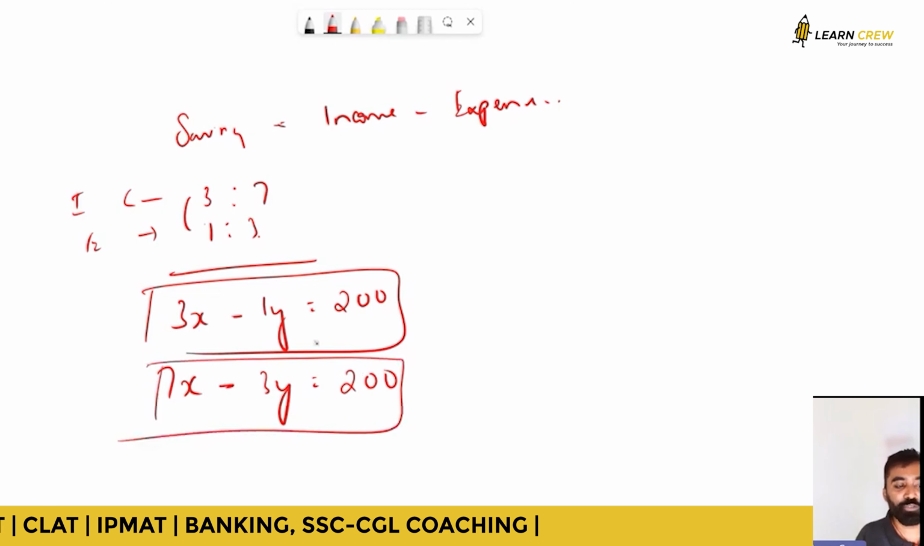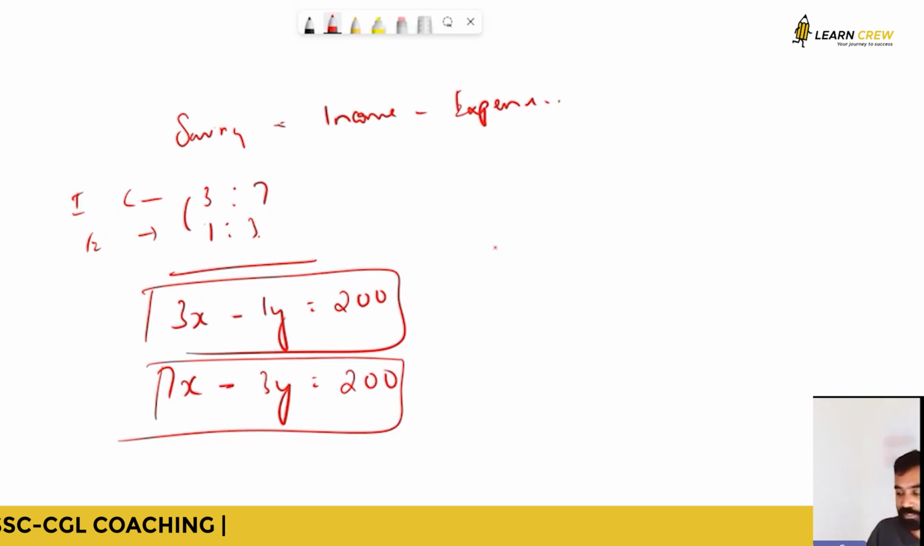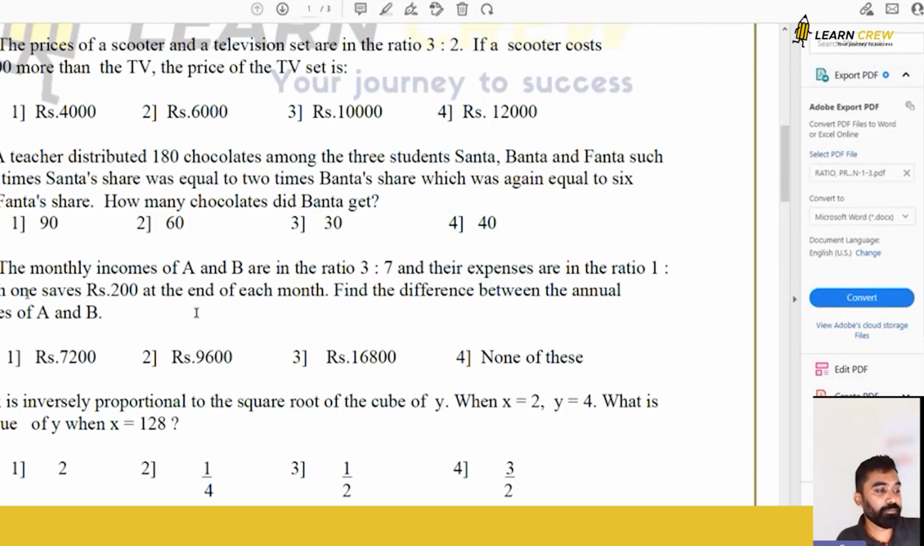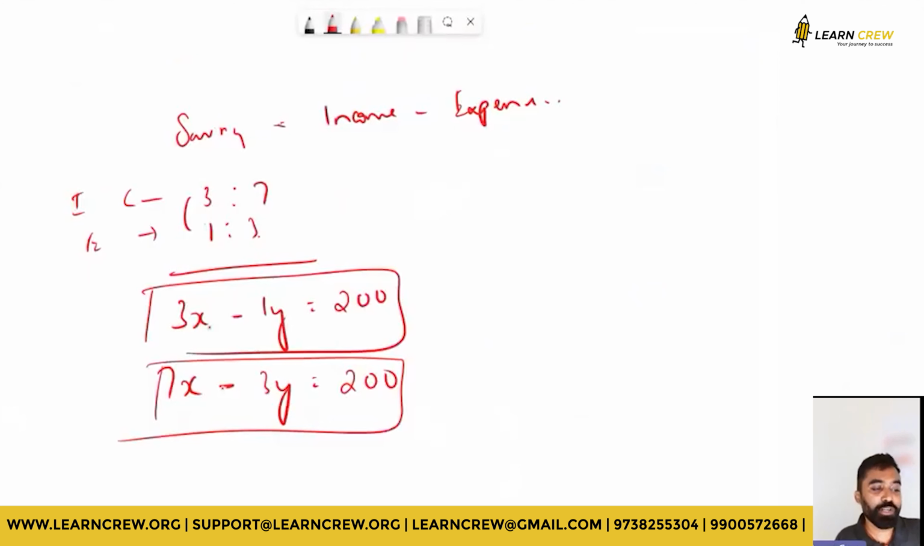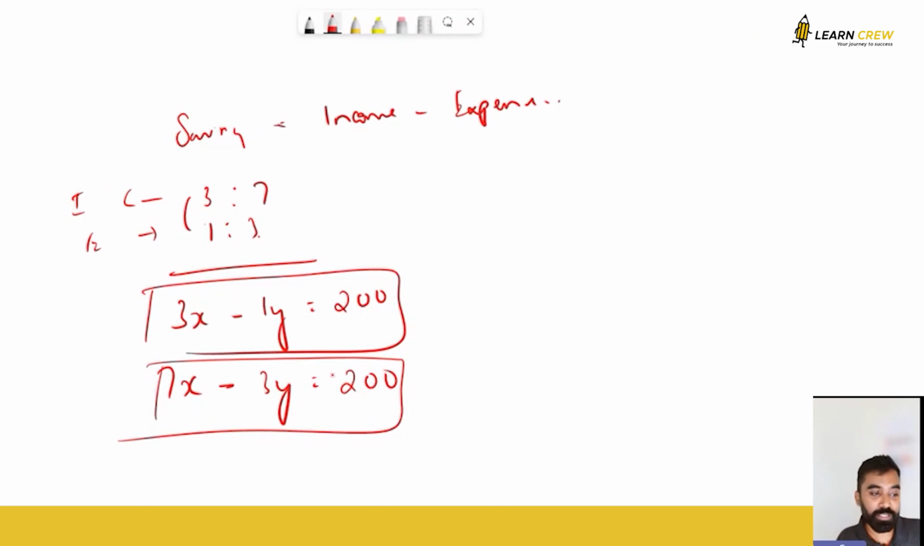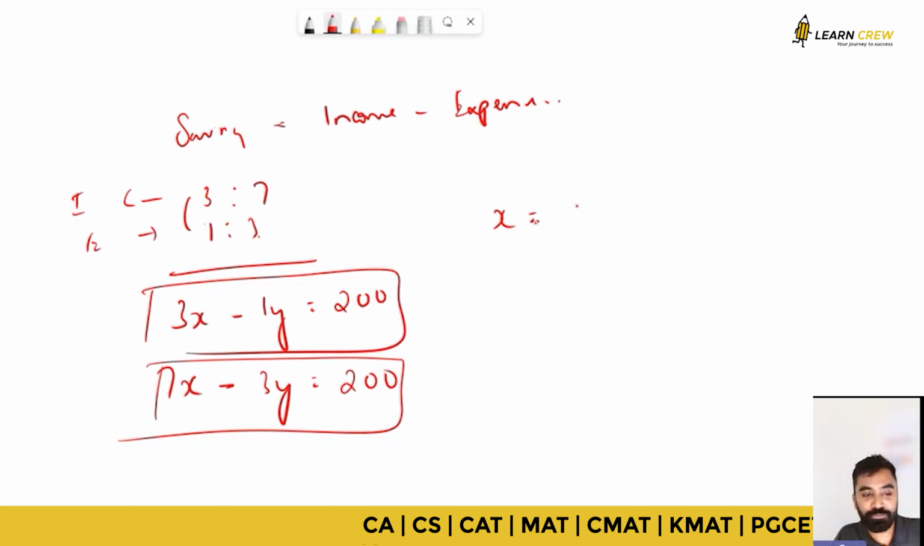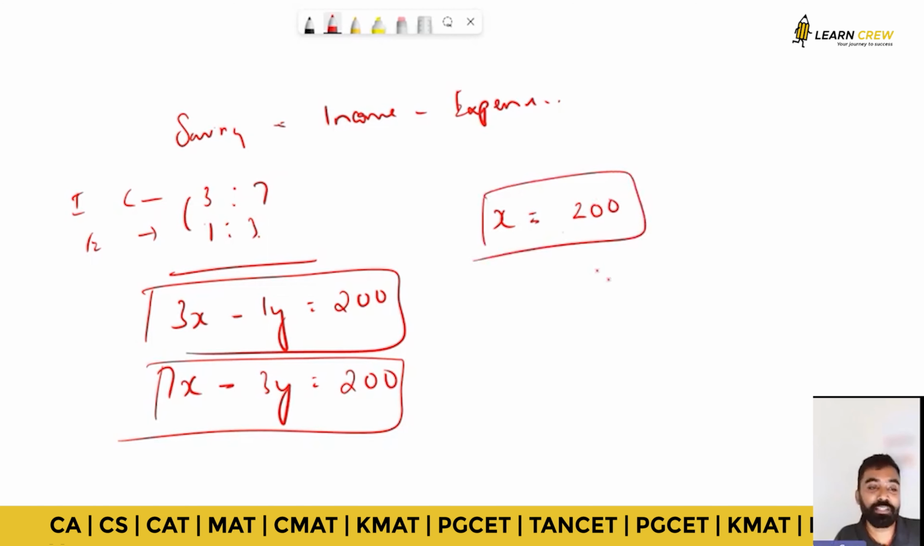So can you solve these two equations now? What's the value of x, sir, and y? Savings of A is 100, sir. I'm not asking savings, I'm asking the difference between their annual income. So 3x minus 1y equal to 200, 7x minus 3y equal to 200. So the x value is 200.